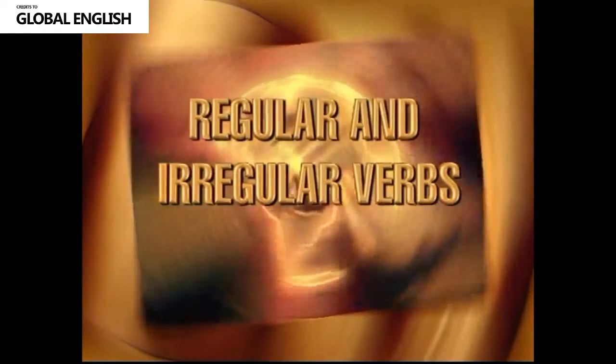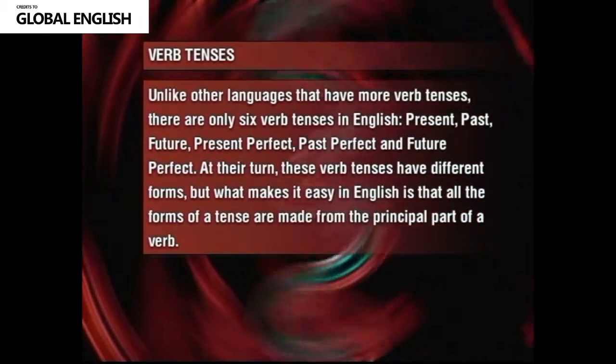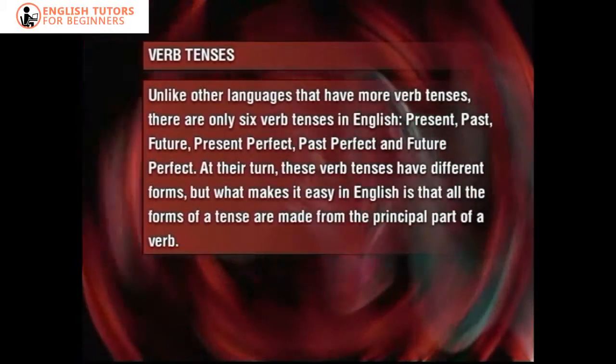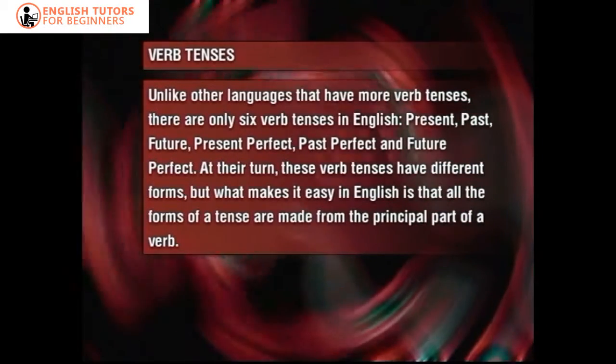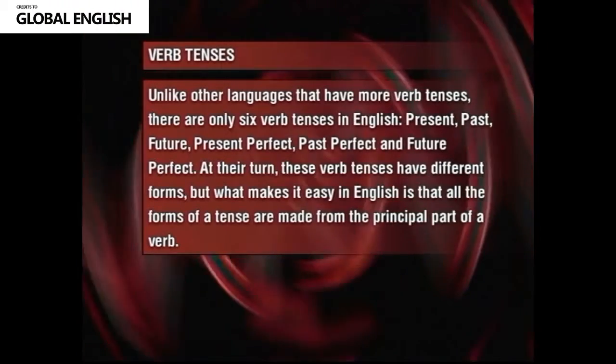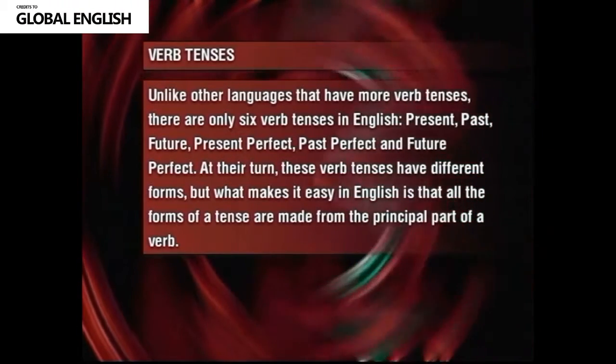In other languages, verbs are not as easy as they are in English. To show you the time of the action they convey, which we use to call tense, we use different forms of the verbs. We also use auxiliary verbs with the main verbs for the same purpose. Unlike other languages that have more verb tenses, there are only 6 verb tenses in English: present, past, future, present perfect, past perfect, and future perfect.